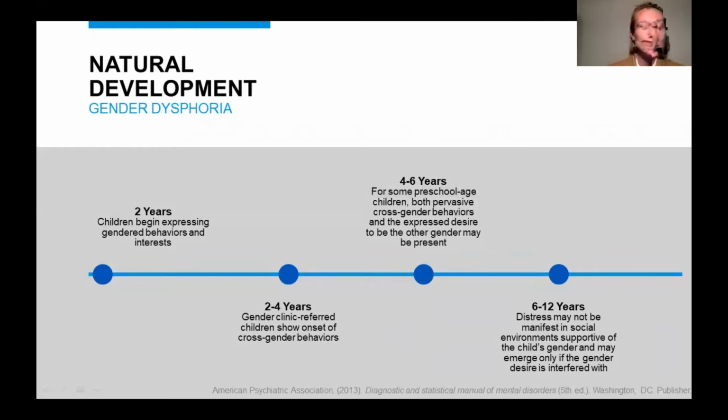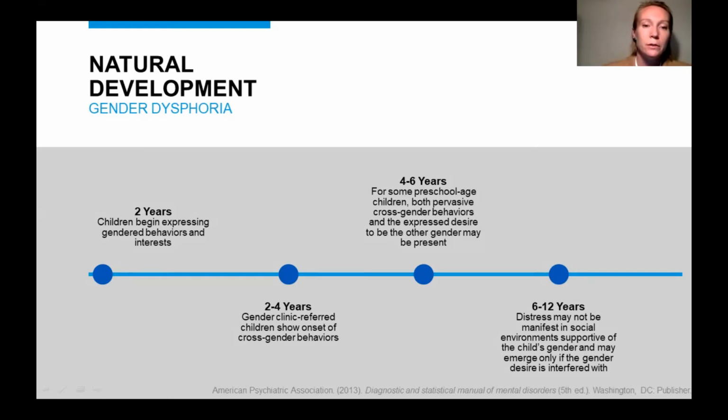This spectrum or this illness can present in many, many different ways, but I would say this is the most common way that it will present in terms of timeline. So around 2 years old, children will begin expressing gendered behaviors and gendered interests. This may mean spending time with peers of a certain gender. It may mean participating in certain activities that are typical of a certain gender. It may be preferring to dress according to a certain gender.